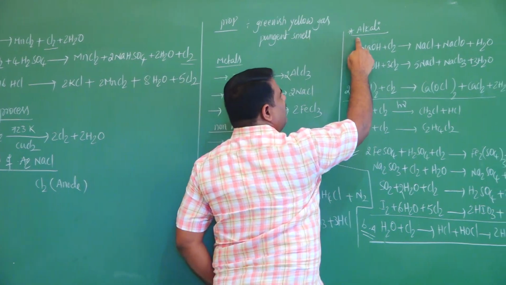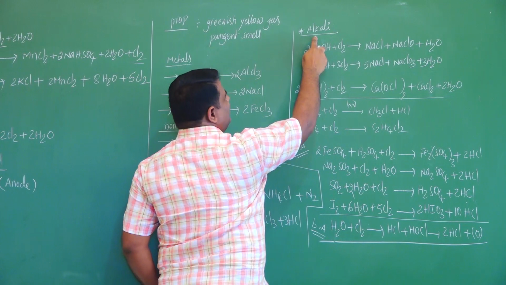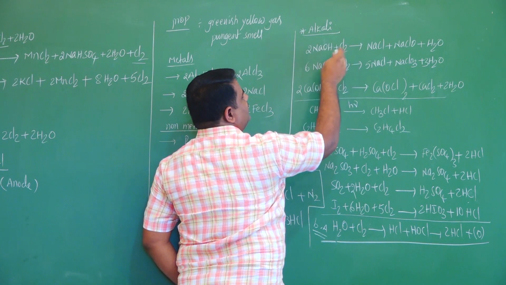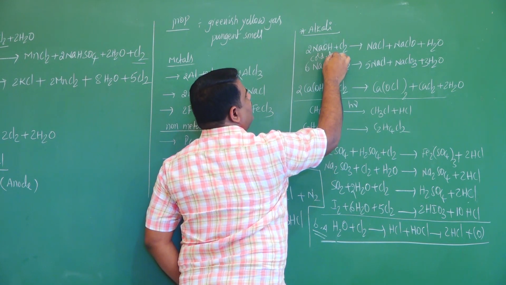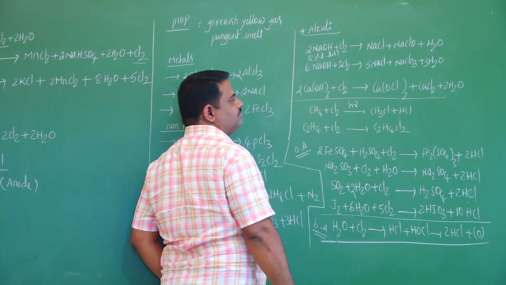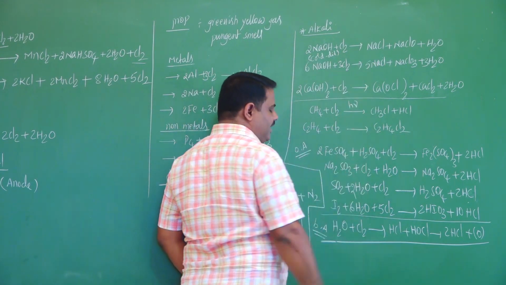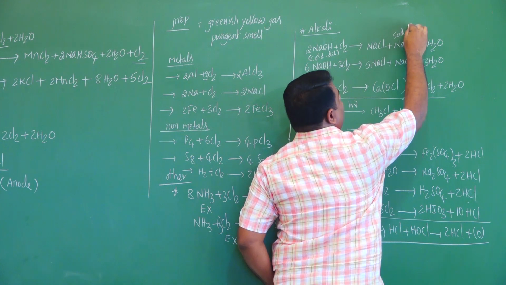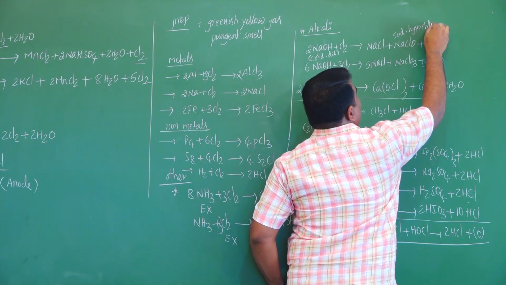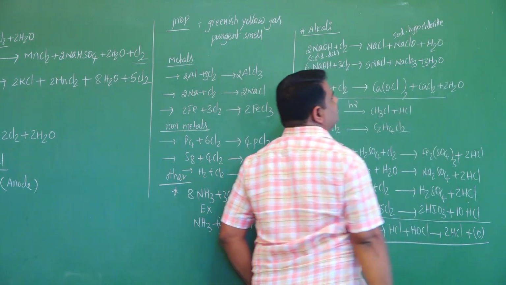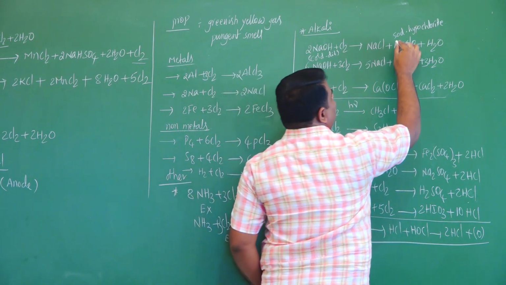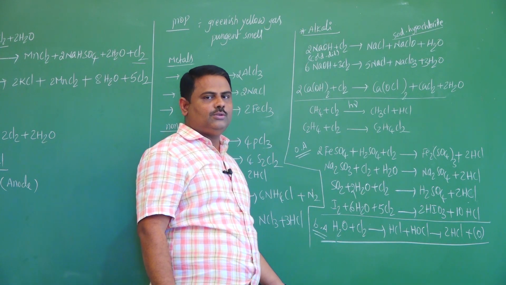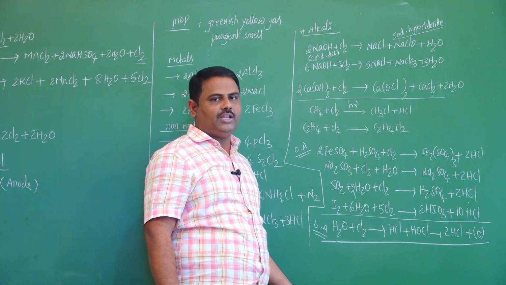Now move to the next important property, reaction with alkali. When chlorine reacts with cold and dilute sodium hydroxide, it gives sodium chloride and sodium hypochlorite. I will write here sodium hypochlorite. Generally they use this as hypochlorite solution, which is used in disinfectants for COVID-19 nowadays.